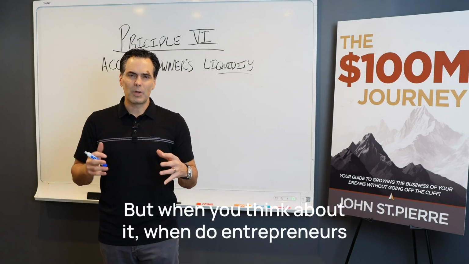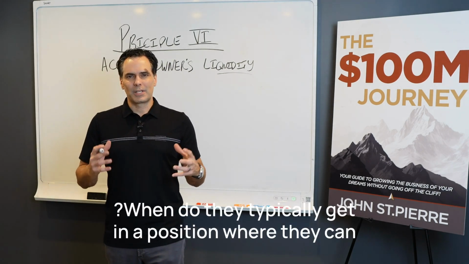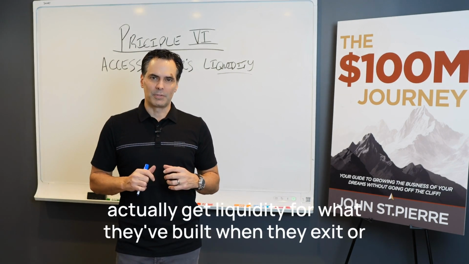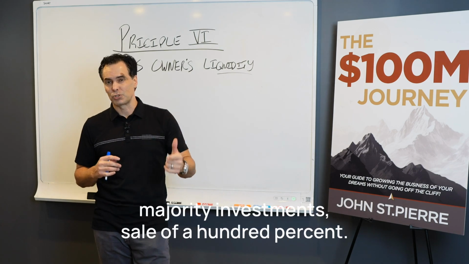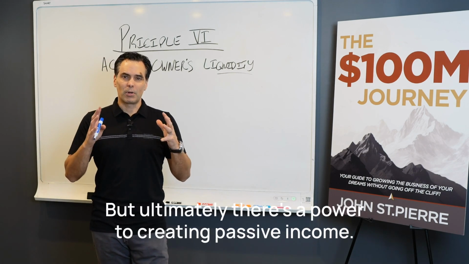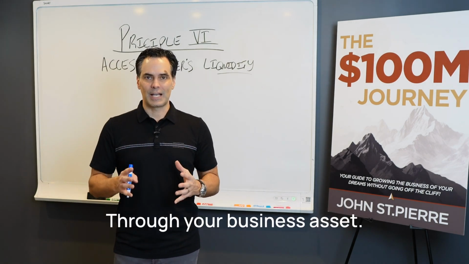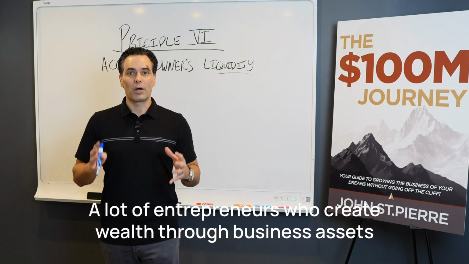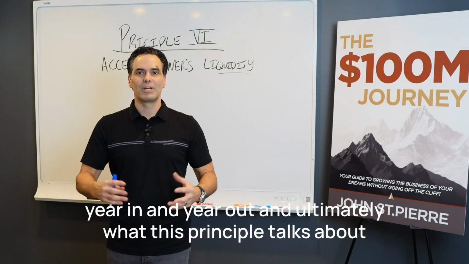But when you think about it, when do entrepreneurs typically get paid? When do they typically get in a position where they can actually get liquidity for what they've built? When they exit or when they sell their shares. And I'm going to go through minority investments, majority investments, sale of 100%. But ultimately, there's a power to creating passive income through your business asset. A lot of entrepreneurs who create wealth through business assets create their business in a form that can continue to pay them year in and year out.